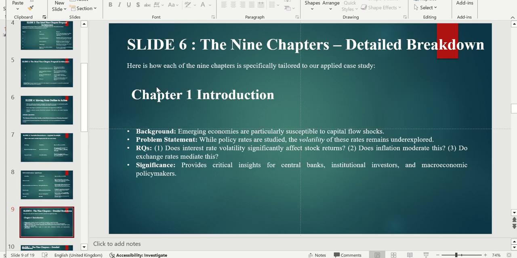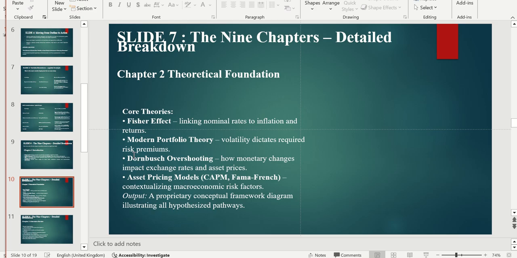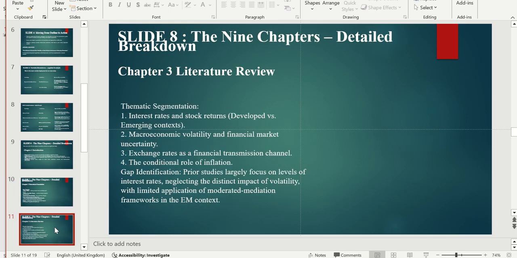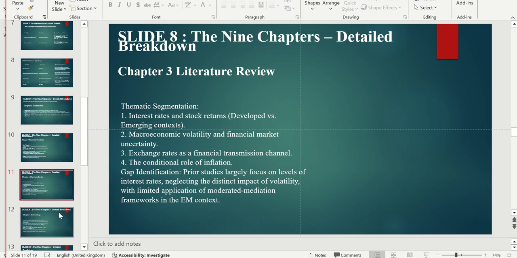Now, briefly understand what each chapter contains. The introduction explains why the topic is important. The theoretical foundation builds the concept of your study with established theories. Here we have established theories like the Fisher effect, modern portfolio theory, and so on. The literature review summarizes previous findings and identifies what is still missing. Here are some ideas related to our topic.